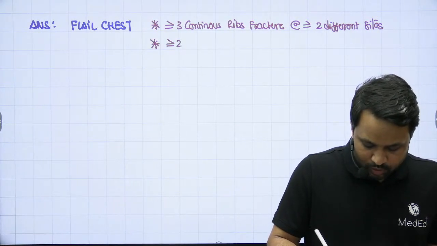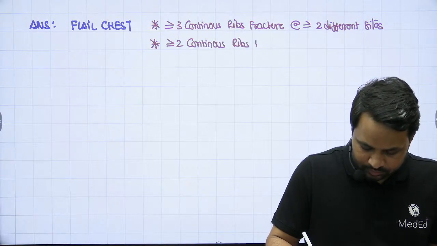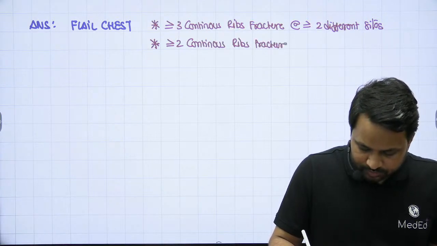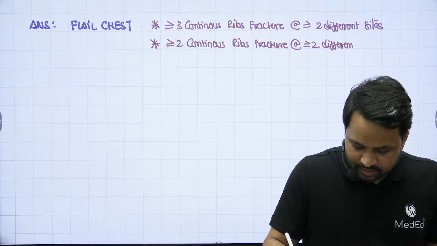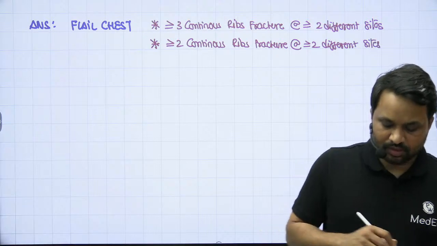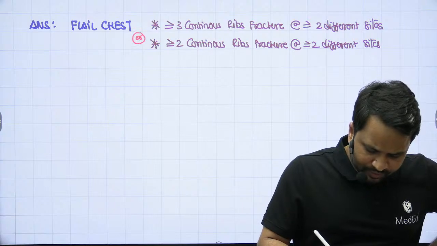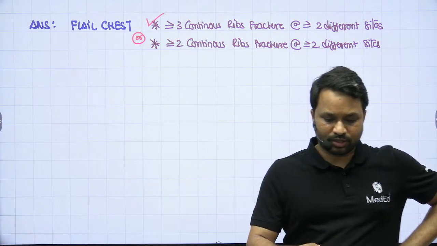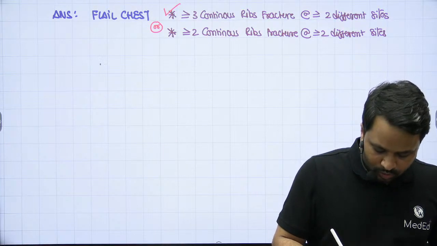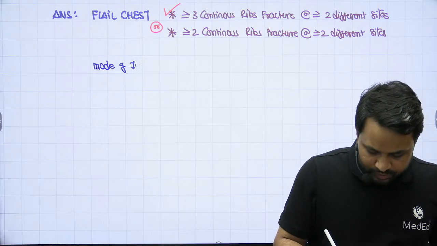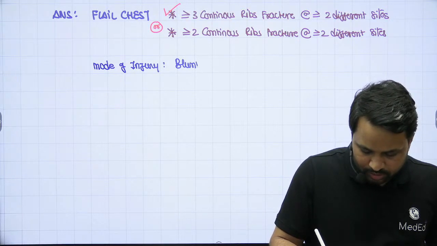ATLS says when there are 2 or more continuous ribs fractured at 2 or more different sites. This is what we call flail chest. Both are acceptable definitions, but if you ask which is better, the answer is 3 or more continuous ribs fractured at 2 different sites, right? Now for a flail chest, what is the mode of injury? The mode of injury for a flail chest is blunt trauma to the thorax.